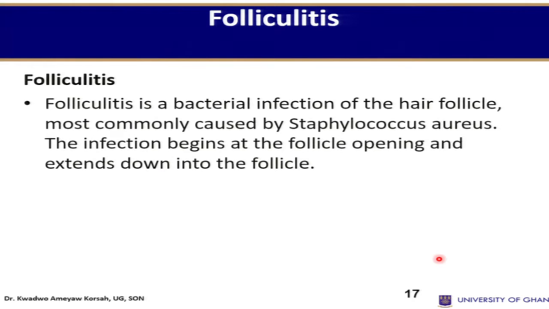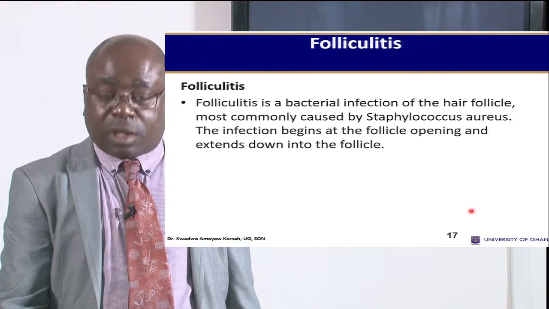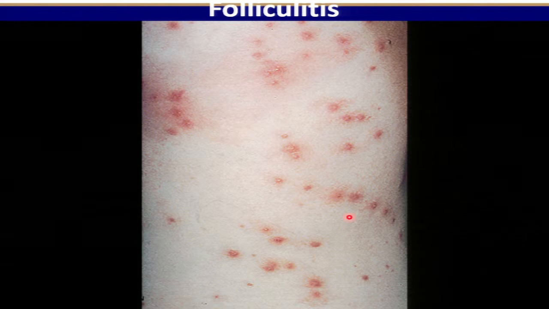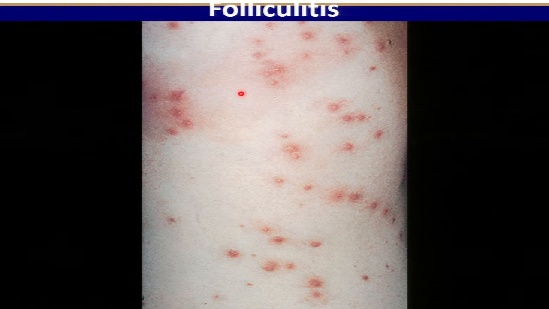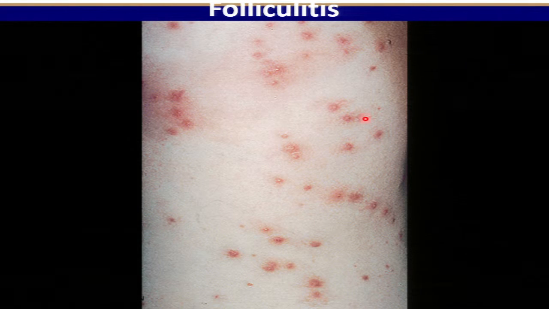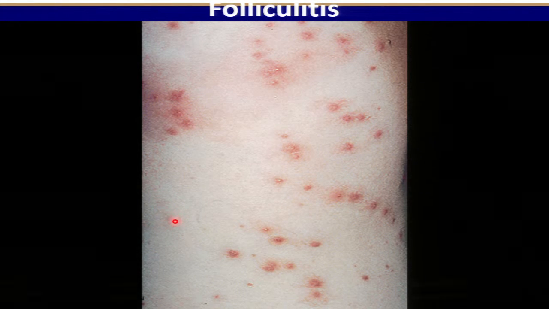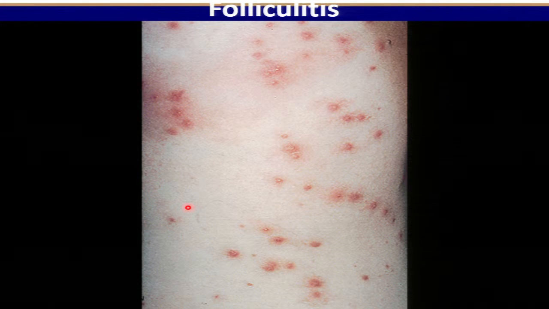We have folliculitis, and it's a bacterial infection of the hair follicle, and here most commonly caused by staphylococcus, and the infection begins as a follicle opening and extends down into the follicle. Examples we can see here on the screen. We have a lot of spots that are affected, and here usually where we have the hair follicles, and we have already defined that the microorganisms just settle around the hair follicle, and so they can cause this kind of condition.